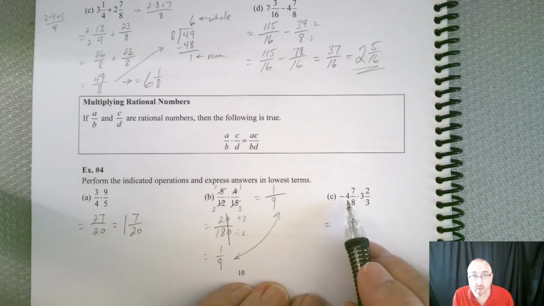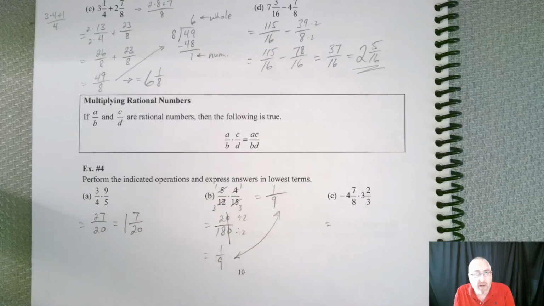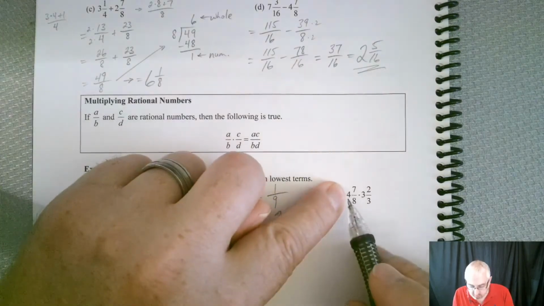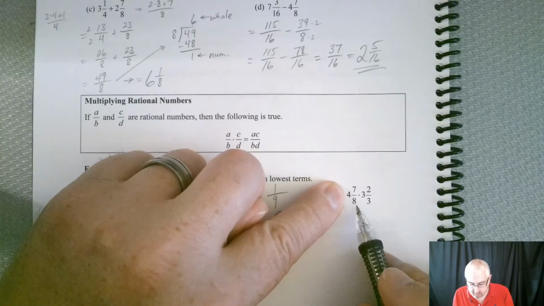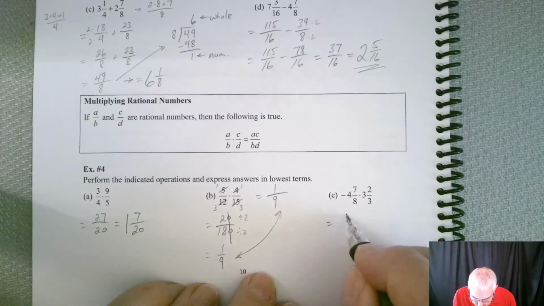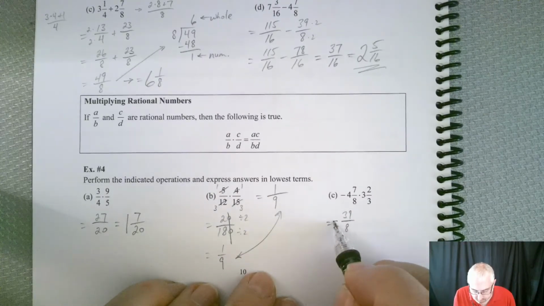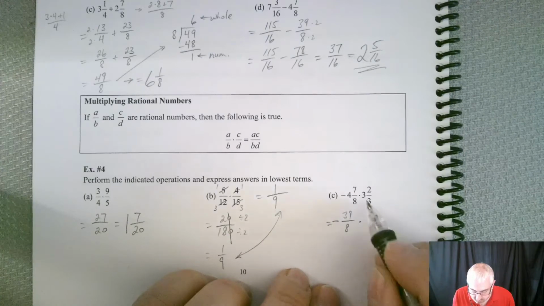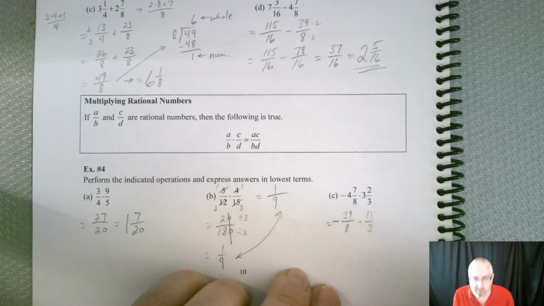Now, we got to be a little bit careful with this negative sign because some people want to incorporate that into the process of changing it, and you don't want to do that. So just pretend it's not even there and say, what's 4 and 7/8 as an improper fraction? 4 times 8 is 32, plus 7 is 39. So 39 over 8. And now you can just put the negative sign in front of it. That's the safest way to do it. Now we got 3 times 3 is 9, plus 2 is 11. So we got 11 over 3.